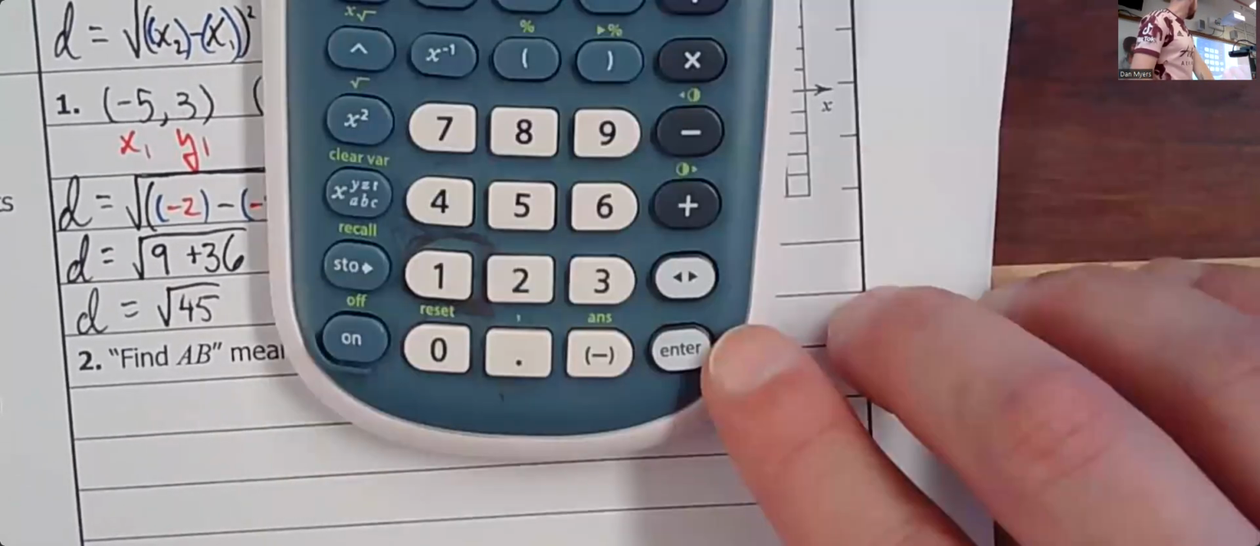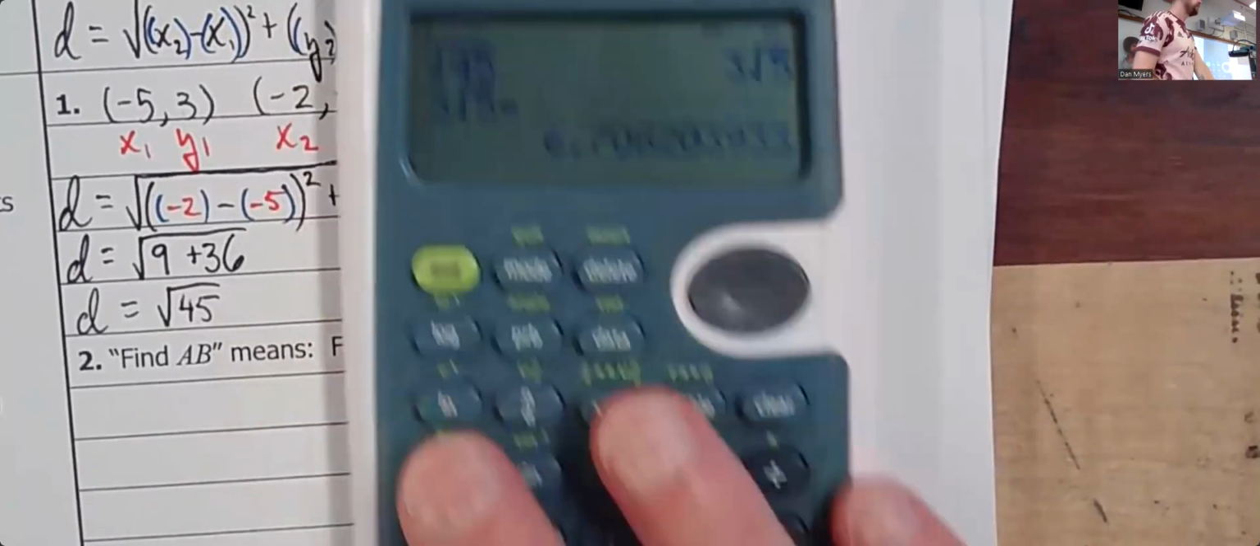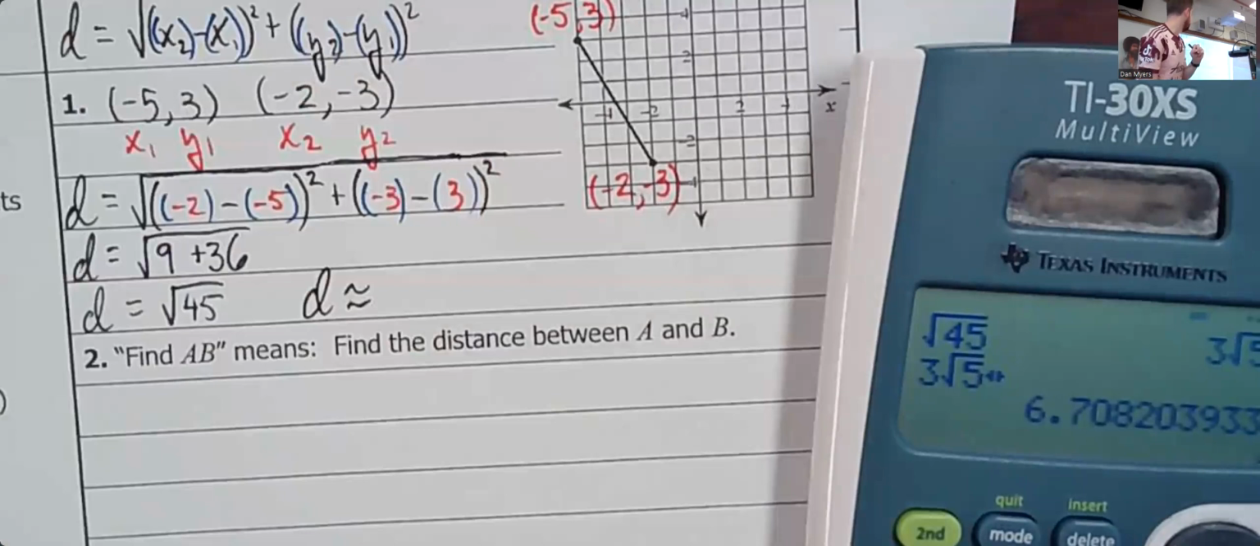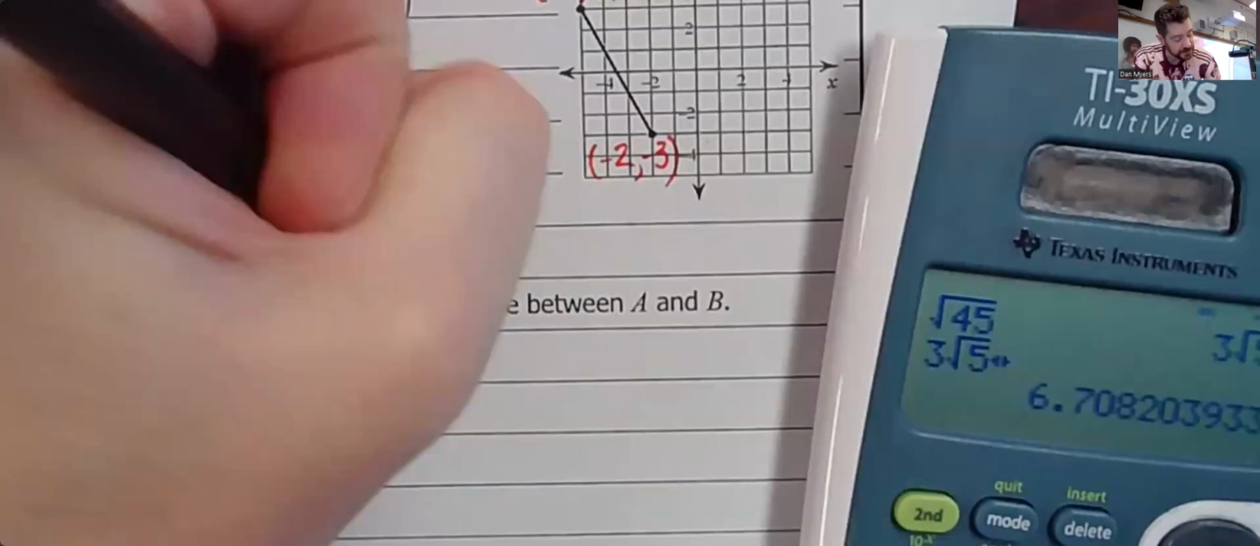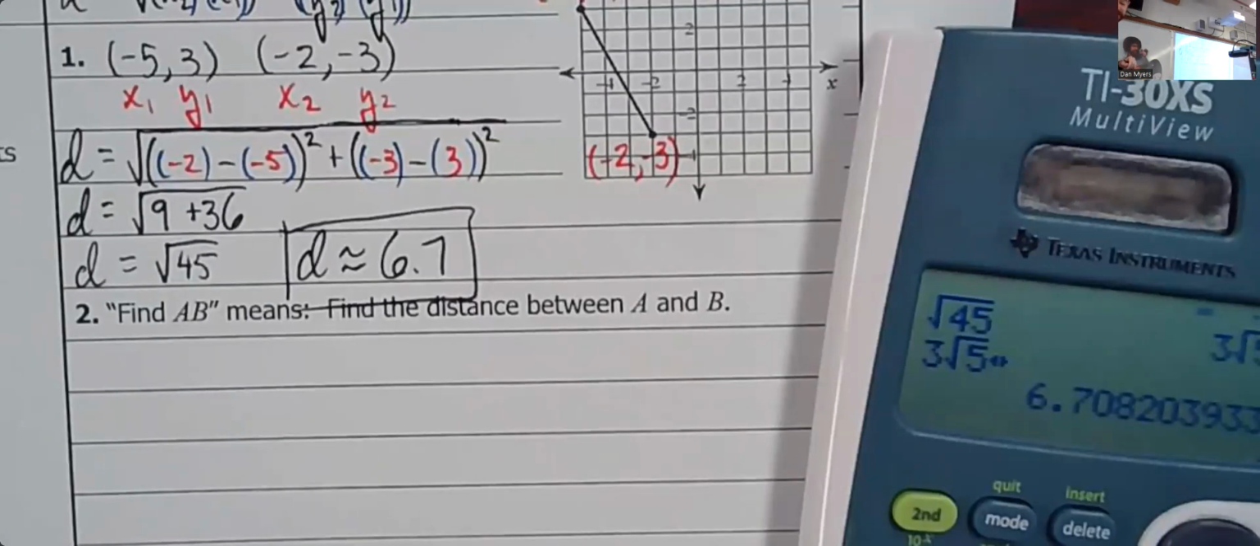The button right above enter, this one here, the left right arrow, push that button. There you go. So the answer is approximately 6.7. So we're going to say D. Don't write equals. We're going to say approximately, so squiggly equals, is about 6.7. And that is our answer for our first example.